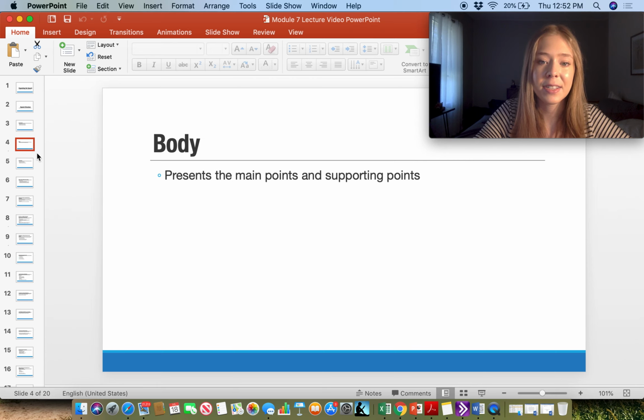Next is the body, which presents your main points. We use a standard of 3 main points, as you'll see on the outline. Those can go in chronological order, they can be topical, and we will talk about that a little bit later. Under your main points are the supporting points, which we talked about in a previous module about supporting material, and that's what goes under your main point.